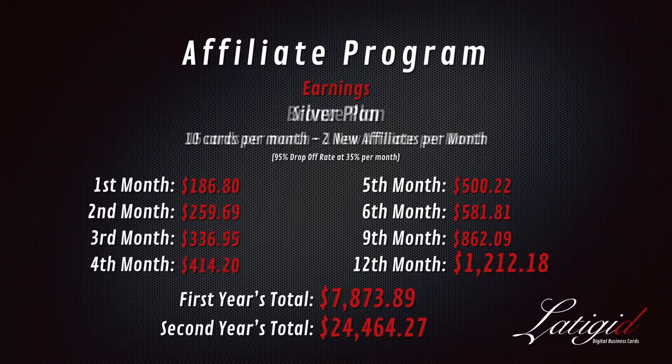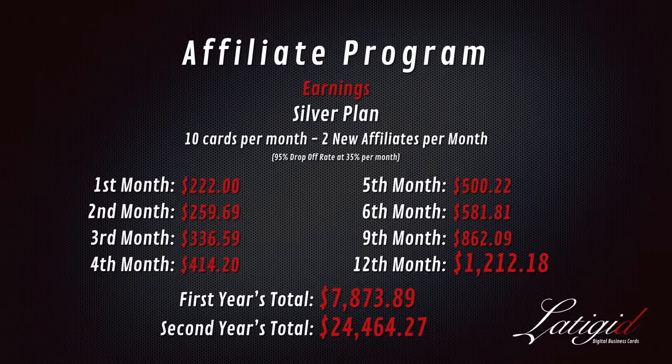Now we're going to jump to the silver plan. In the silver plan, we're talking even more about building a team versus just selling product. In the silver plan, we're only selling 10 cards per month, but we're getting 2 new affiliates per month. So we're becoming more serious about building the business, about building a downline. And so in the first month, instead of $186, you'll make $222. So that's a little bit more. It's also a little bit more than the basic plan, so that's a nicer number.